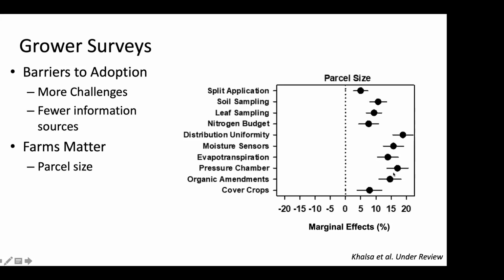So indeed, this is a finding that is known in the literature. We do know that larger farms in general have more resources and less risk associated with trying new practices. And indeed, we found that was the effect for all these different practices. So larger parcels, larger farms, increase the probability of adoption of all the conservation practices we surveyed.